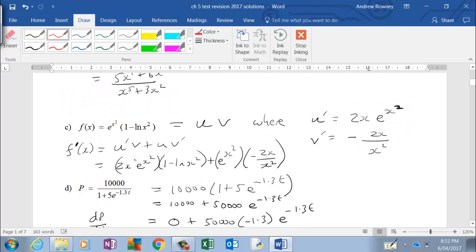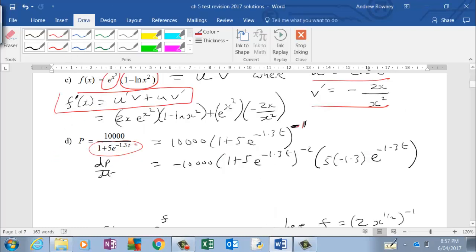C is a product rule, because that is u and that is v, so define those two functions and then work out u dash and v dash, and substitute it into the product rule derivative, u dash v plus u v dash.